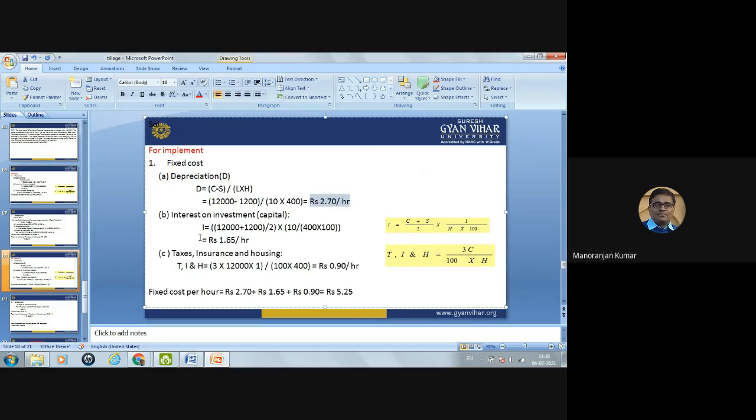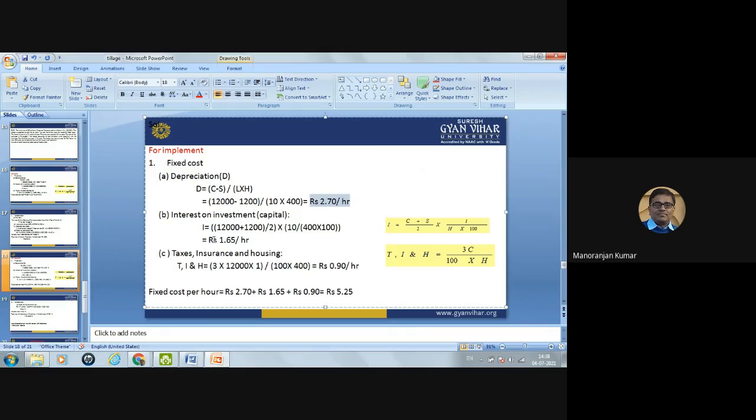Similarly, the second cost is interest on investment. You can calculate interest on investment using this formula: (C plus S) divided by 2 into I divided by H into 100. C is the capital value 12,000, S is the salvage value 1200, I is the interest, that is 10%, and H is the number of working hours, that is 400. After calculation you will get 1 rupee 65 paise per hour.